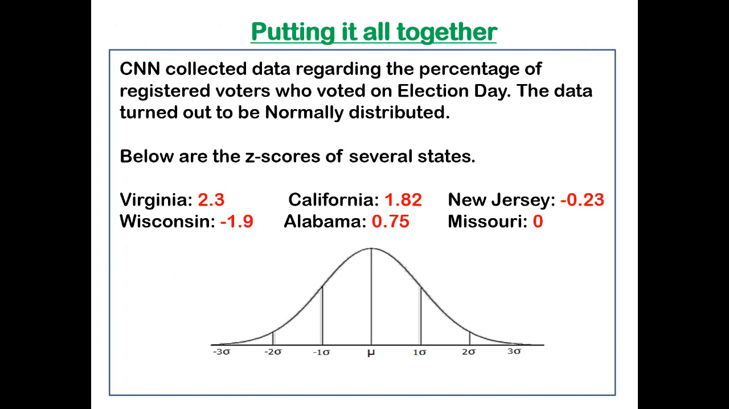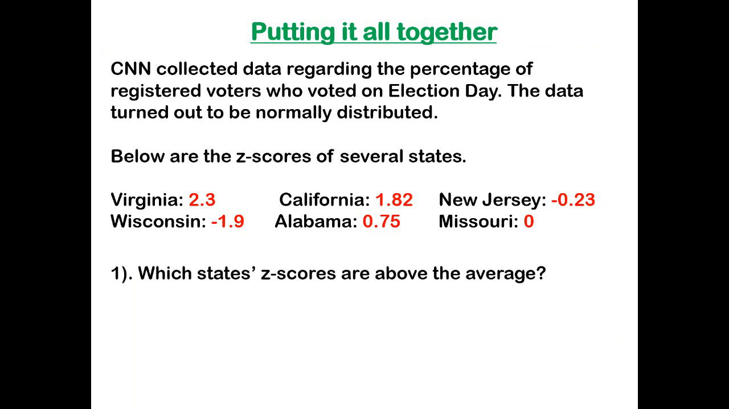All right, so CNN collected data regarding the percentage of registered voters who voted on Election Day. The data turned out to be normally distributed, and here are the z-scores for our different states. So when we plot all of these, we want to know which states' z-scores are above the average. Well, any positive z-score, right? So we have Virginia, and we have California, and we have Alabama.